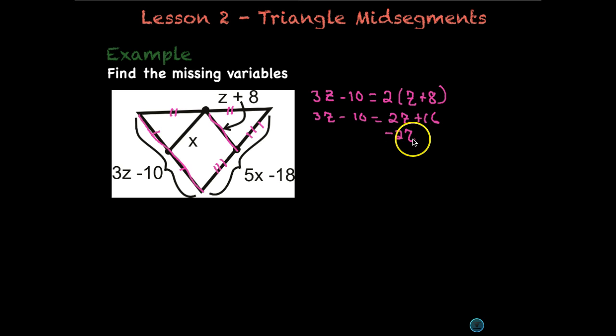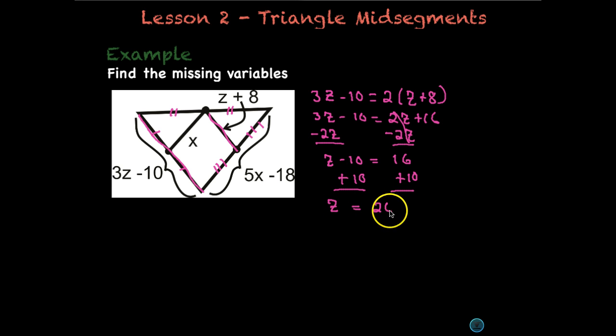I'm going to subtract 2z from both sides, and I'm left with just 1z or z. These now eliminate, and I'm left with 16 on the right side. I'm going to add 10, and I find that z, the variable z, is equal to 26. Okay, now what I can do is use the 26 to find the missing side length if I wanted to. I could take 26 plus 8 and know what this is. I could take 3 times 26 minus 10 and know what the base is. But no matter what, the base is always going to be double the midsegment.